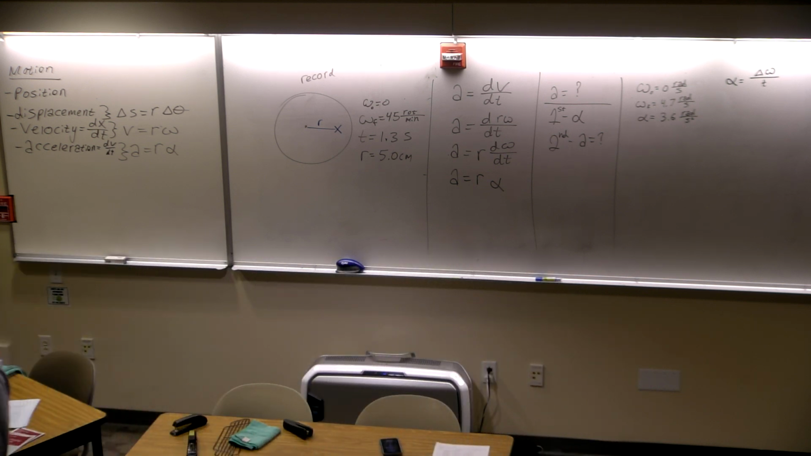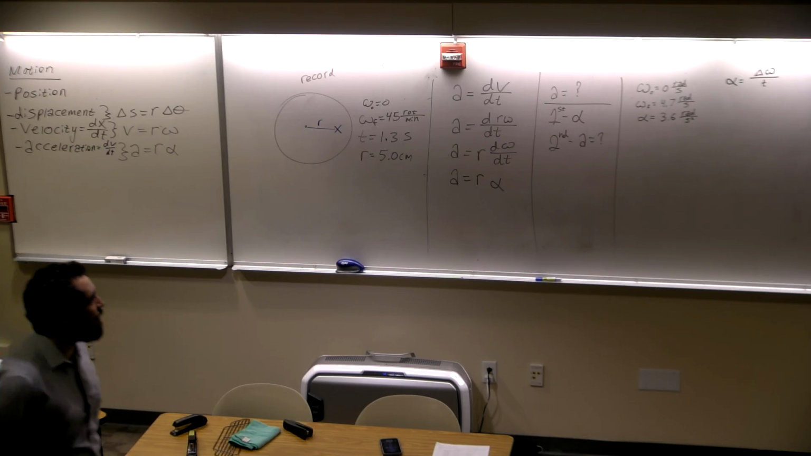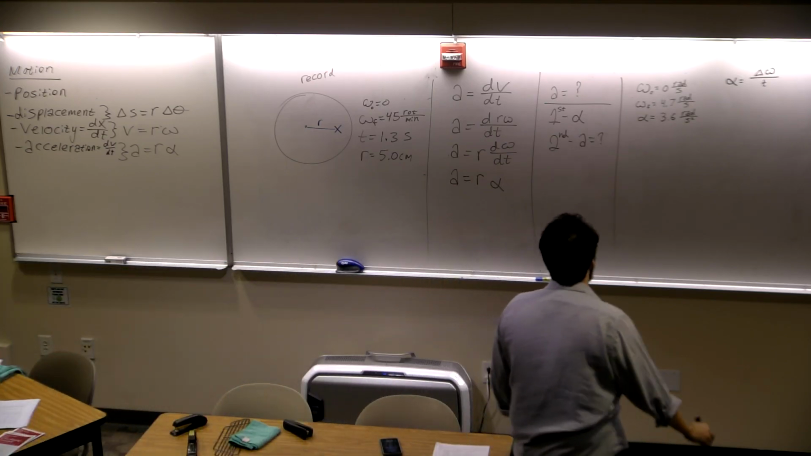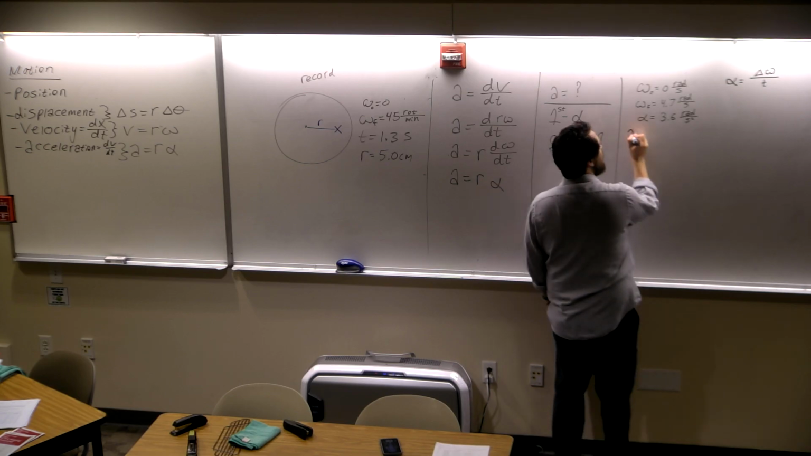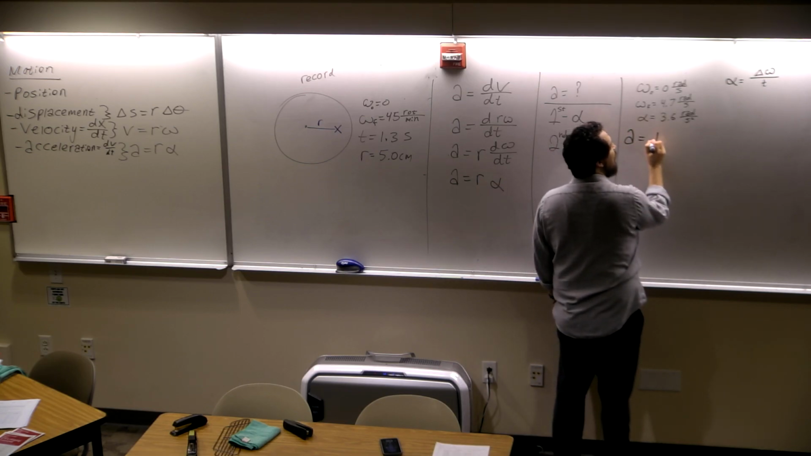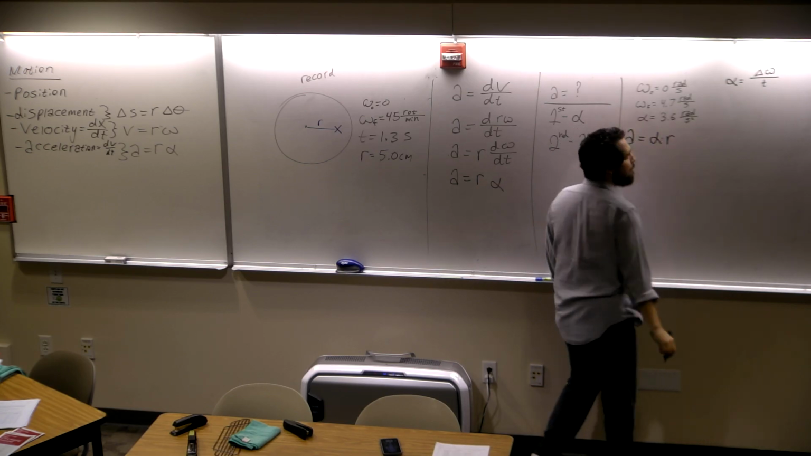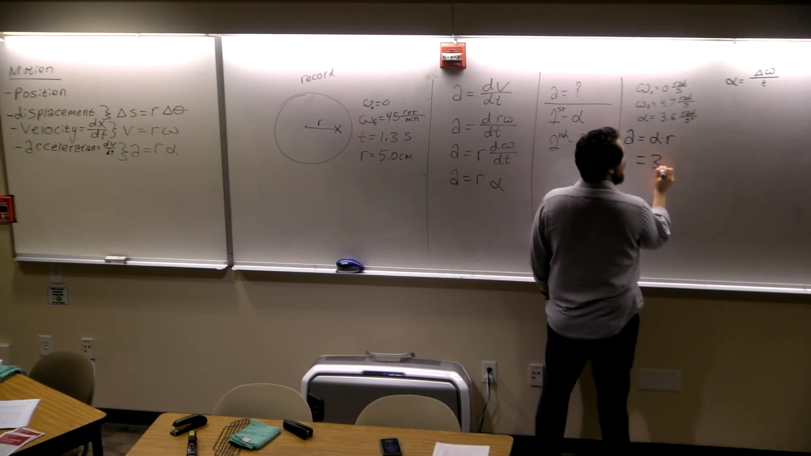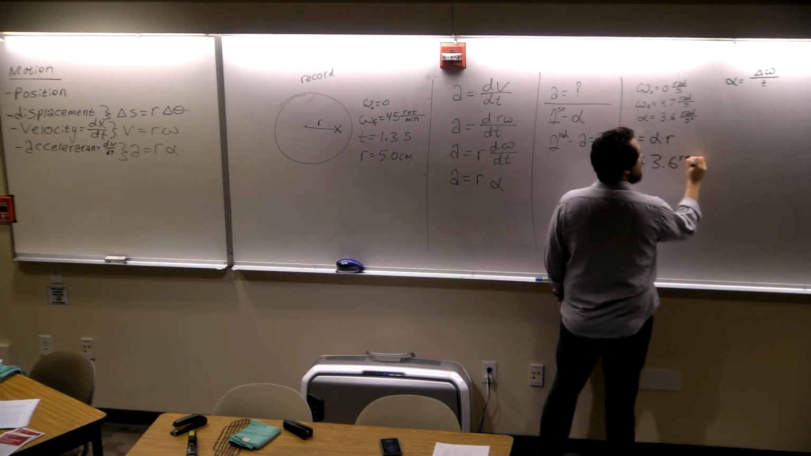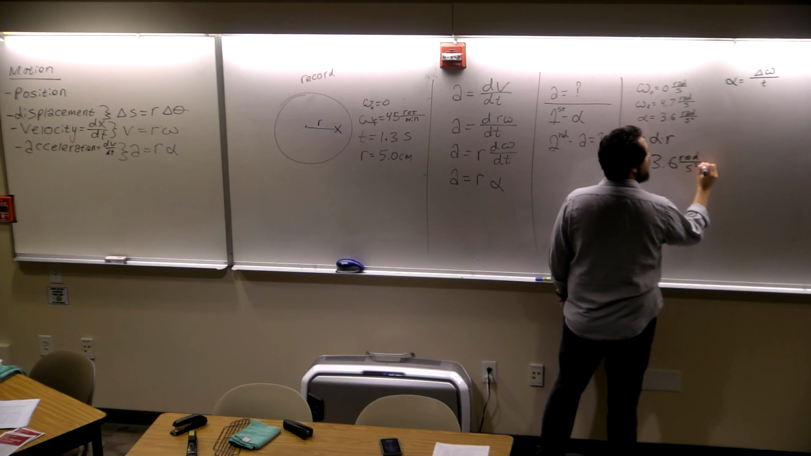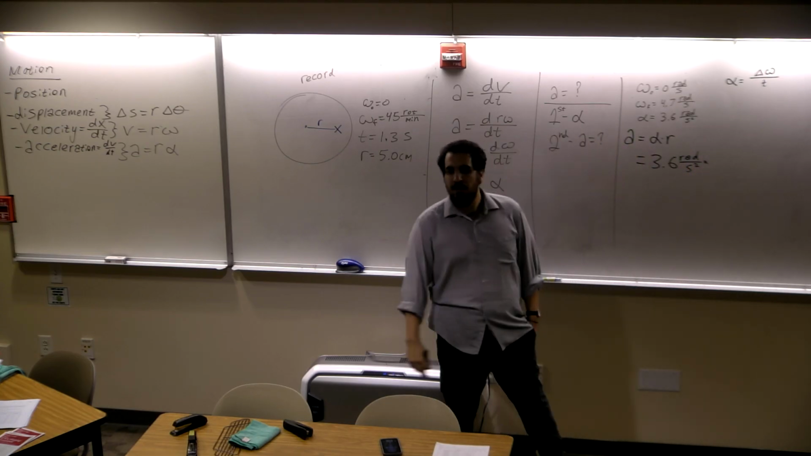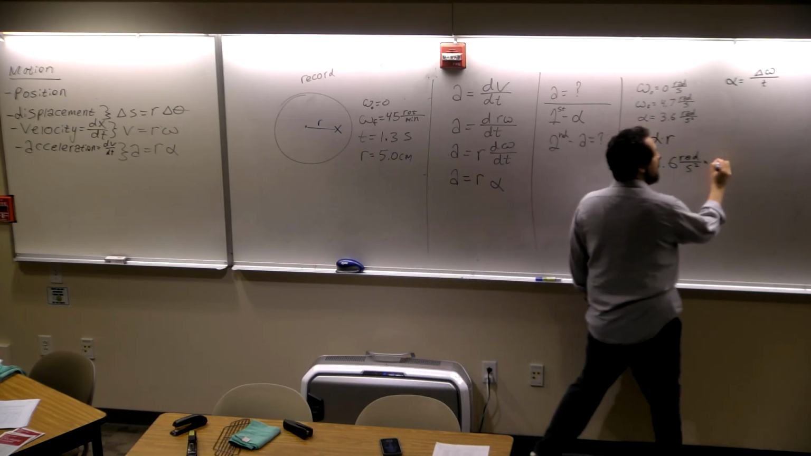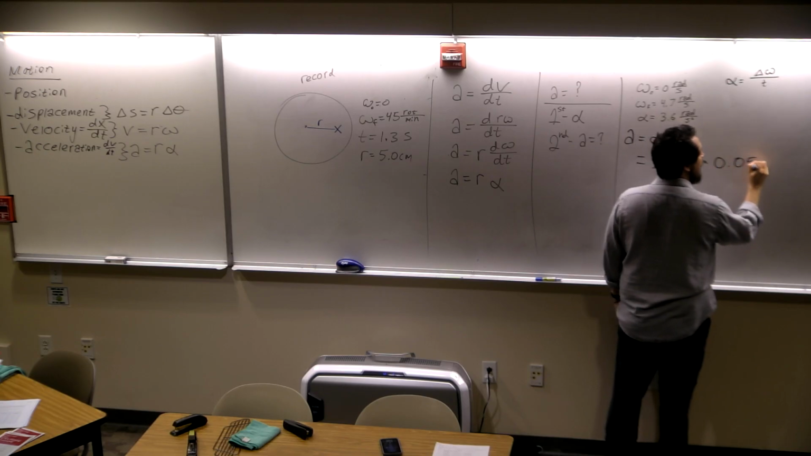How many of us got this one? Wonderful. What do we do from here? Well, from here we would find our acceleration by taking our angular acceleration, 3.6 radians per second squared, and multiplying it by our radial distance r, that is 5 centimeters or 0.05 meters.